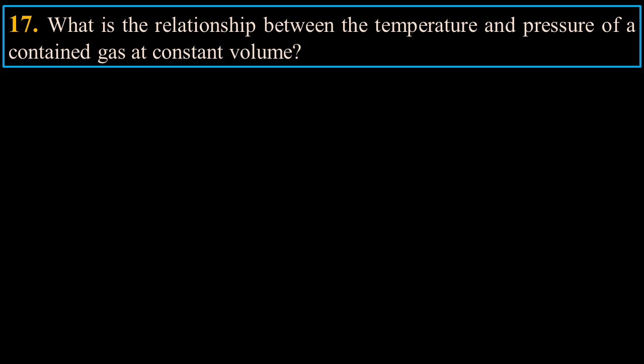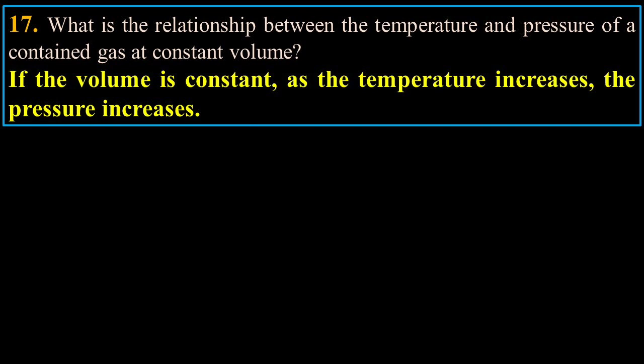What is the relationship between the temperature and pressure of a combined gas at constant volume? So we have constant volume, temperature, and pressure. Gay-Lussac's law. So increased temperature, increased pressure, and vice versa. If the volume is constant, as the temperature increases, the pressure increases. So pretty straightforward. Next, number 18.